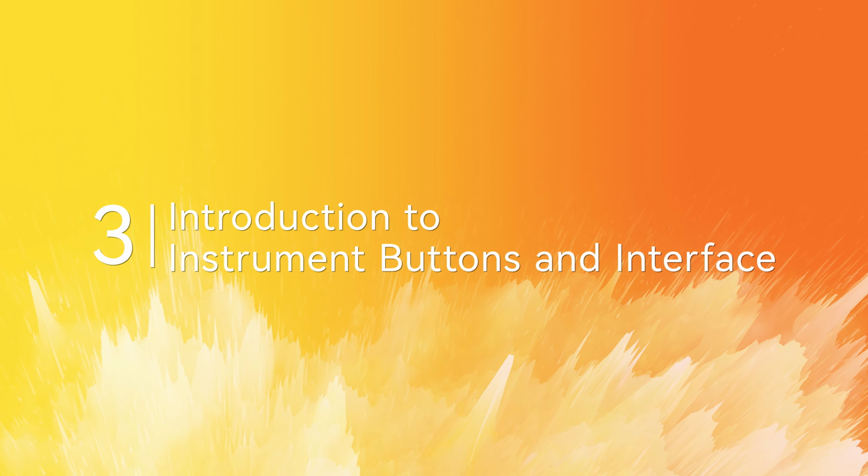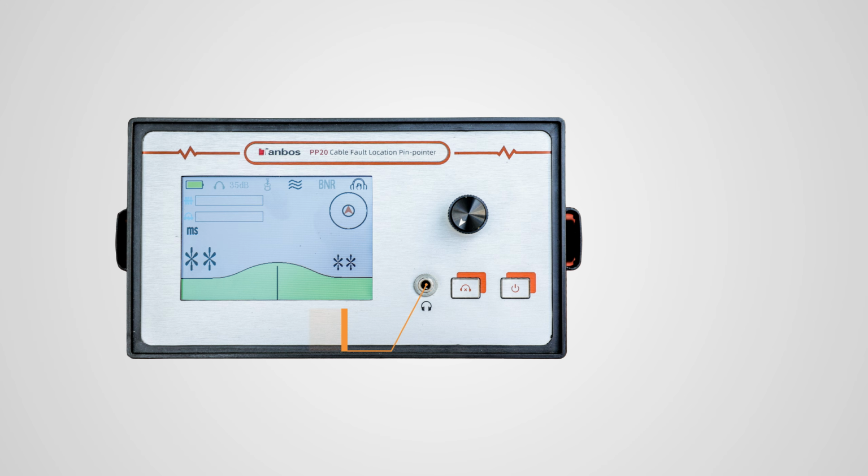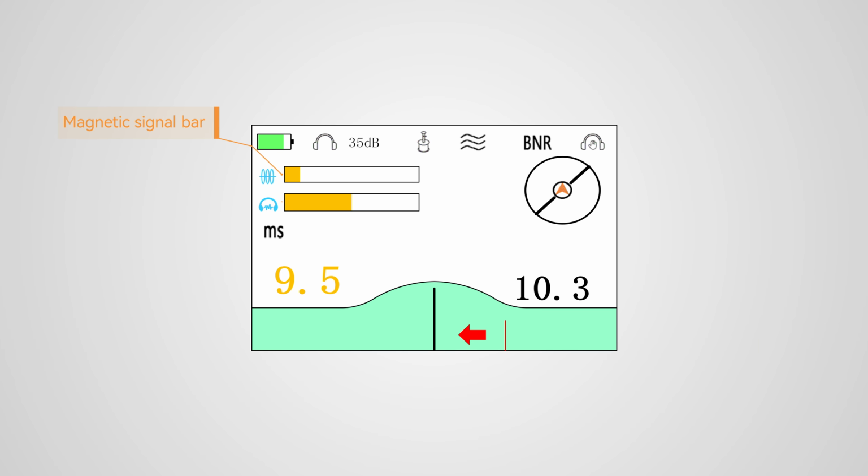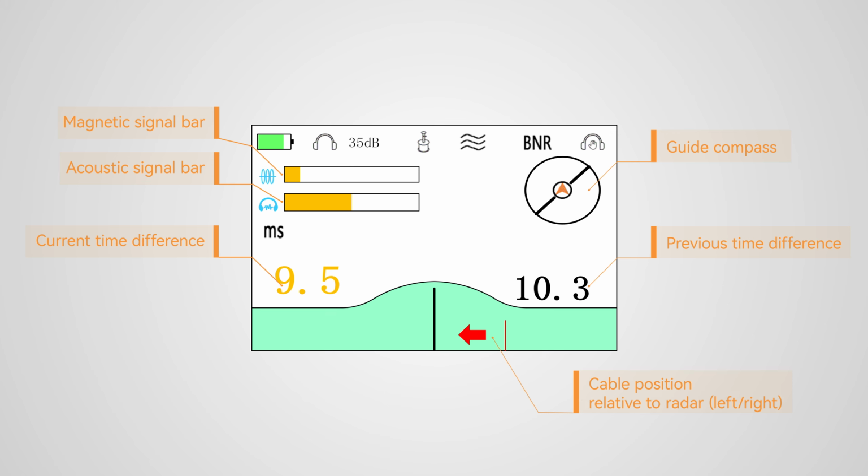3. Introduction to instrument buttons and interface. Headphone jack. Mute button. Power switch. Function keys. Magnetic signal bar. Acoustic signal bar. Current time difference. Previous time difference. Guide compass. Cable position relative to radar, left, right.